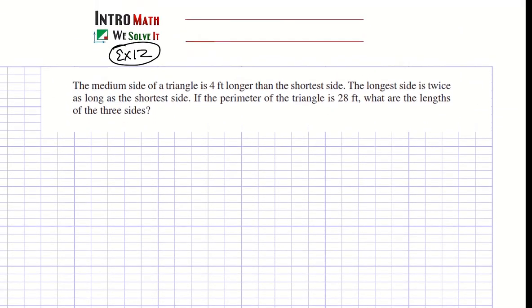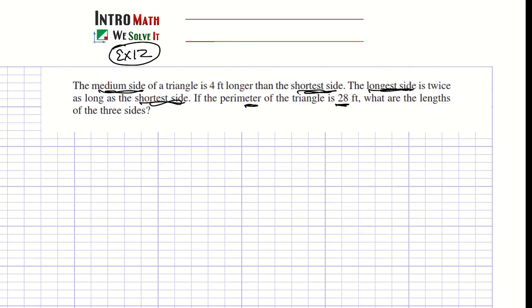I want to knock as many of them as possible. The next problem says the median side of a triangle is 4 feet longer than the shortest side. The longest side is twice as long as the shortest side. If the perimeter of the triangle is 28, what are the lengths? See, it's the same problem, but they changed the numbers. Because you see, they're comparing the medium to the shortest. And they're comparing the longest again to the shortest. And the perimeter is that.